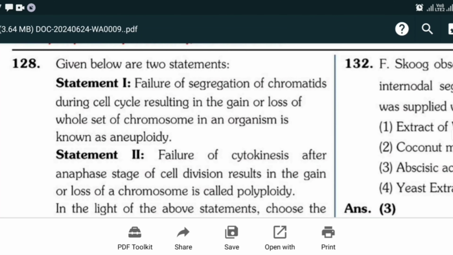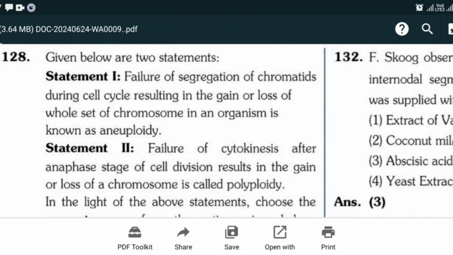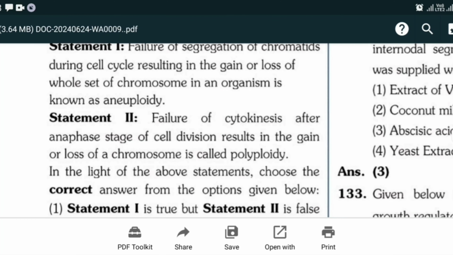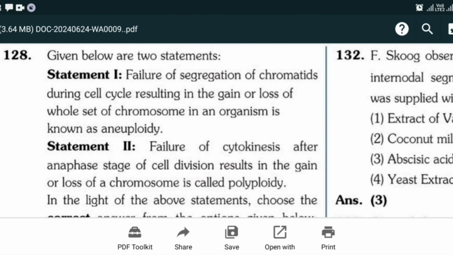Next, given below are the two statements, again a statement based question. Failure of segregation of chromatids during cell cycle resulting in the gain or loss of a whole set of chromosome in an organism is known as aneuploidy. See this, they have taken the direct sentence from the NCERT, with a little alteration: they say whole set of chromosome. No, it is not a whole set, it is actually a single chromosome in an organism that is known as aneuploidy. So the first statement is wrong. There is no change in the whole chromosome set. Only one chromosome changes its number.